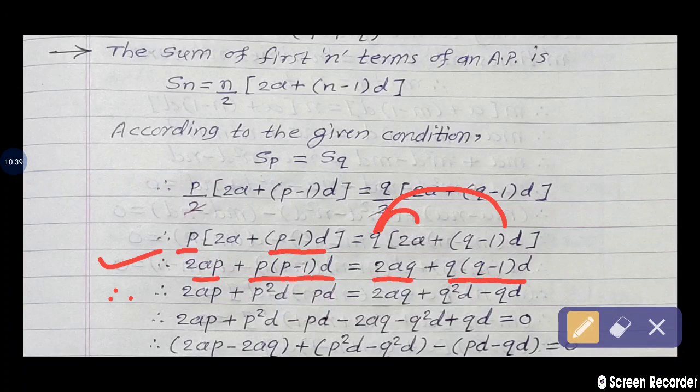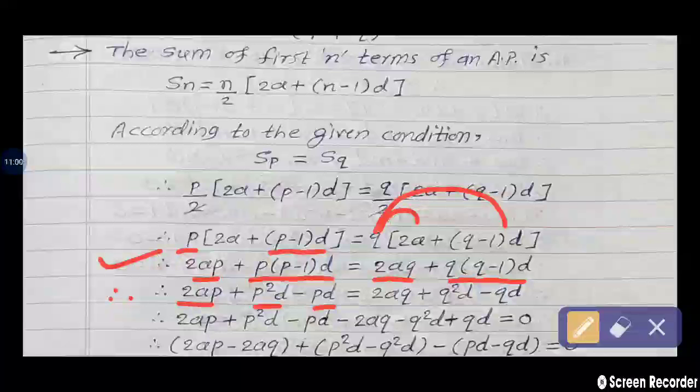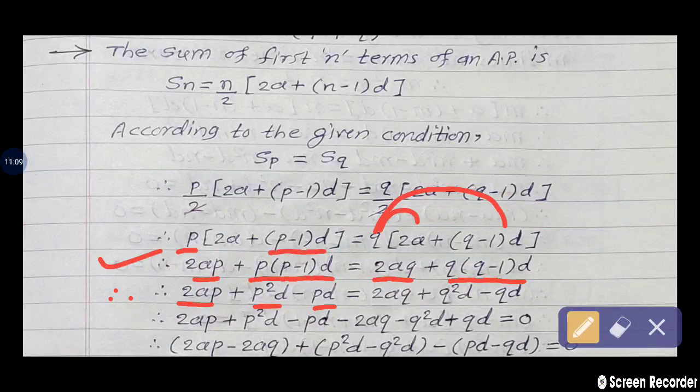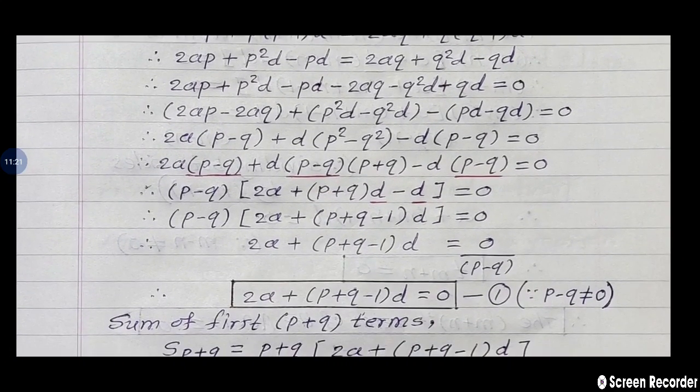Next. Therefore, 2ap plus p multiplied by p and d in the middle terms in the bracket. So p multiplied by p means p square multiplied by d, so p square d minus p multiplied by d, means pd. Next is equal to 2aq remains as it is, plus q multiplied by q means q square multiplied by d, so q square d minus q multiplied by 1, that is q, and again multiplied by d, so qd. All of you understood this step? Yes. So all the right hand side terms shift on the left hand side.